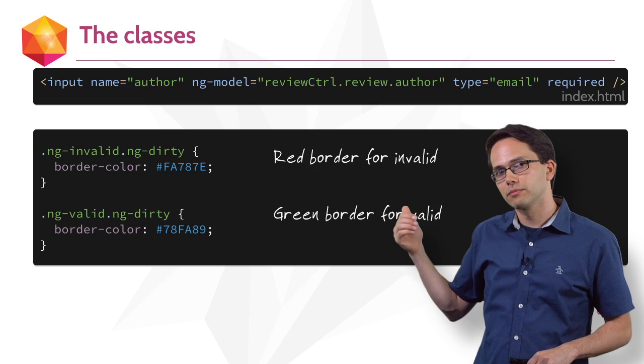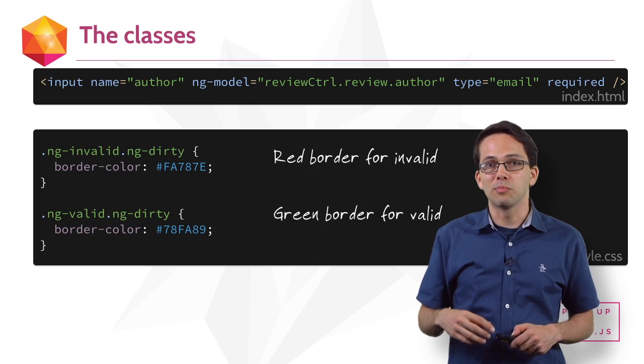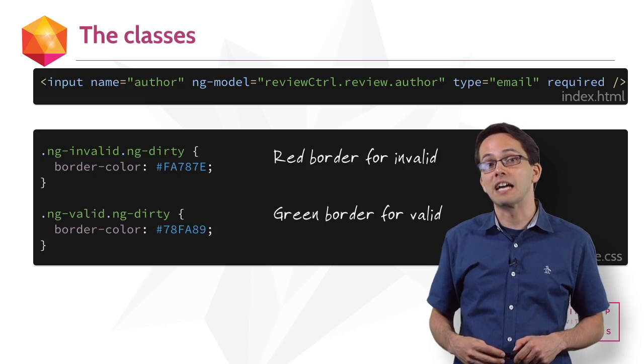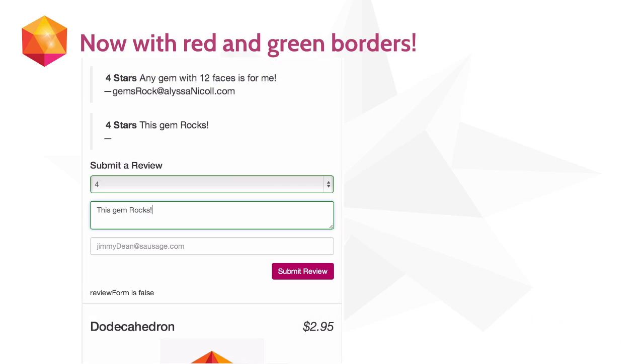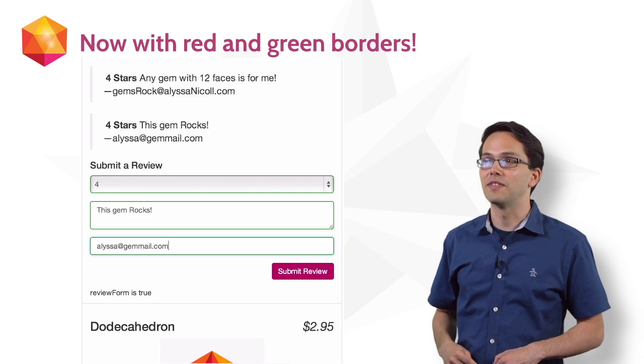You might be wondering why we use ngDirty at all. That's because we don't want these borders to show up until they've started typing. Now if we jump back into our form, you can see as we start typing an email address, it turns red until it's valid, and then it turns green. You might also notice the live preview doesn't render this value until it's valid.